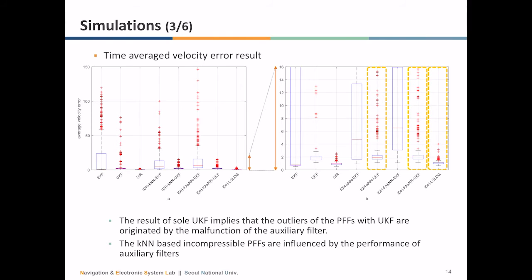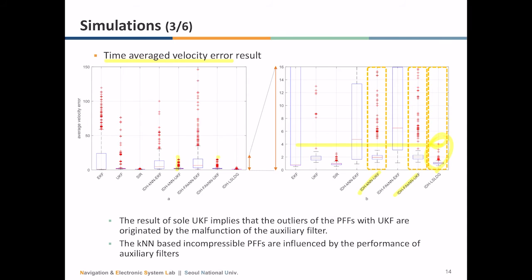This is the box plot result for the time average of the horizontal velocity error. Among the velocity error results, the proposed method shows the best performance, and the maximum value of the outlier is clearly smaller than that of other filters. Although IDH-KNN-UKF and IDH-FA-KNN-UKF perform relatively well, the results of these filters have many outliers that are widely distributed.